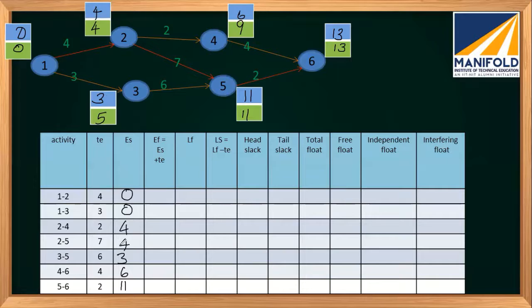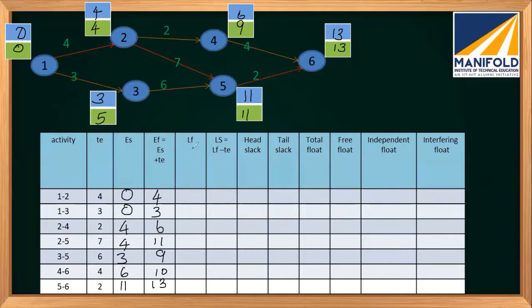So we are starting early, and that plus the duration will give you how early we can finish. So it is nothing but this column plus this column, right? So 0 plus 4 is 4, 3, 6, 11, 9, 10, and 13. So this is how we estimate the earliest finishing times.